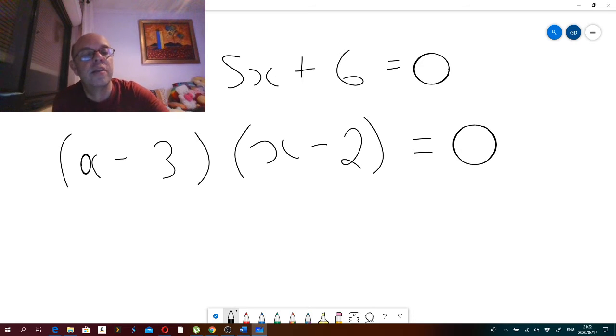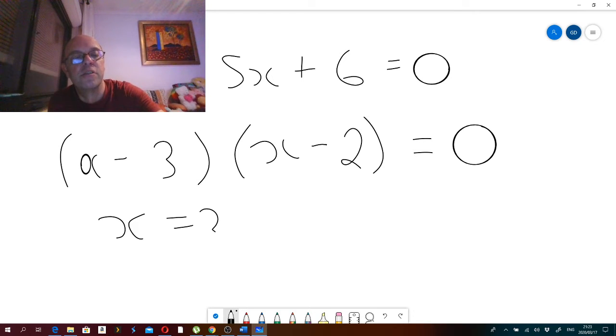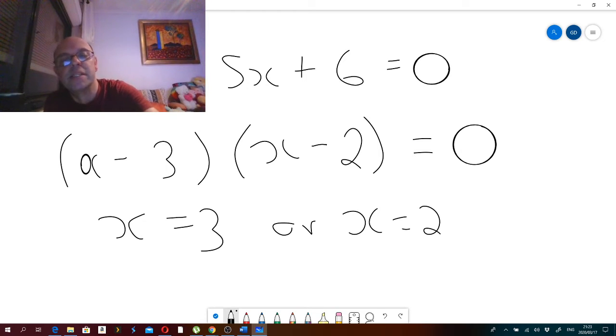This means that because we want to make each bracket 0, what value of x makes the first bracket 0? The answer is 3. 3 minus 3 is 0, and 0 times the other bracket will still make the equation 0. Or the other value is that x can equal 2, because that's what makes the second bracket 0. If I put a 2 in there, I get 0 for the answer when I multiply. So there we go, there's the first one.